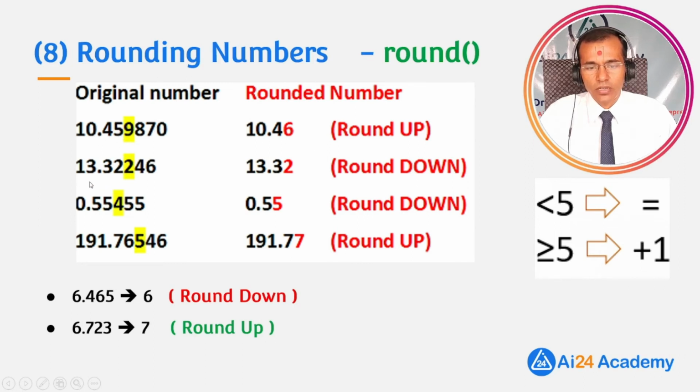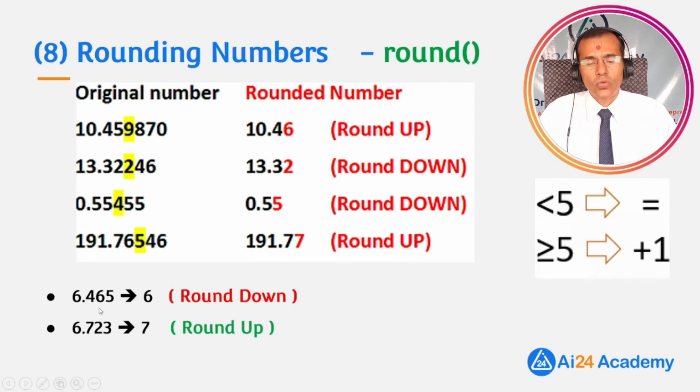In this particular number, as we want precision up to 2 decimals, we have to look at the third digit, and this third digit is less than 5, and hence we take the same value, that is 32. So 32 is kept directly, and this is referred to as a round down operation. Now let us look at the last value, 191.76, where the next digit is 5, meaning it is greater than or equal to 5, so 1 is added to 6, which becomes 7, so 191.77, and this is a round up operation.